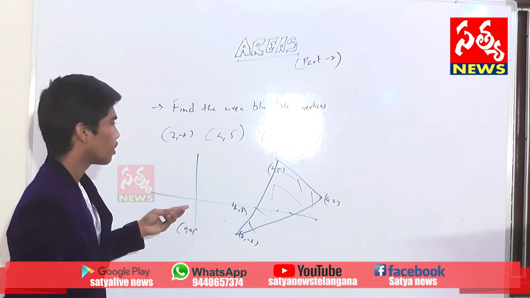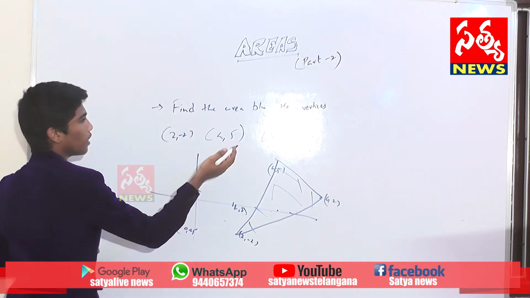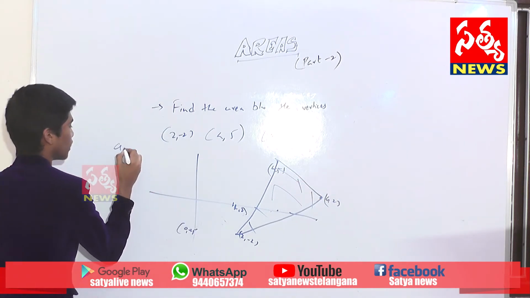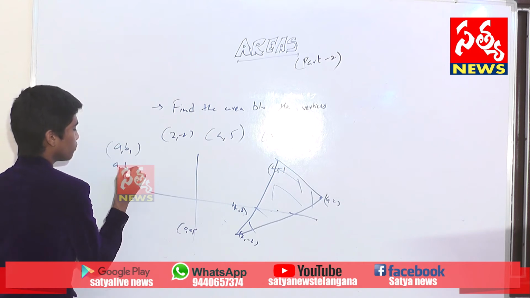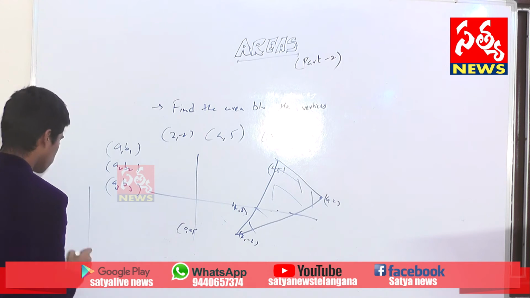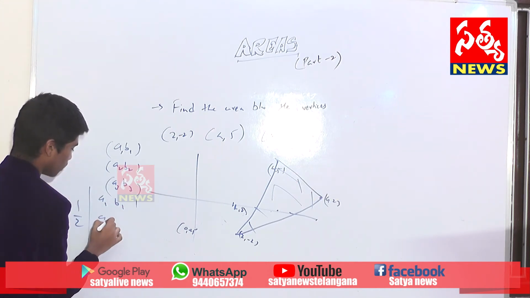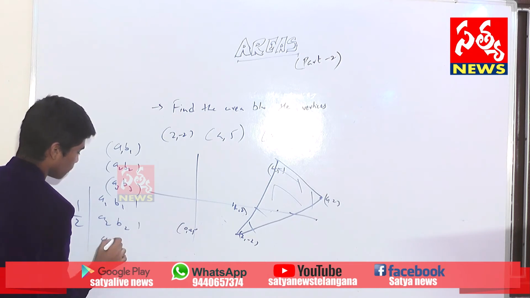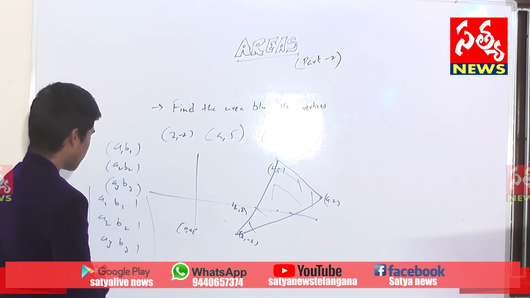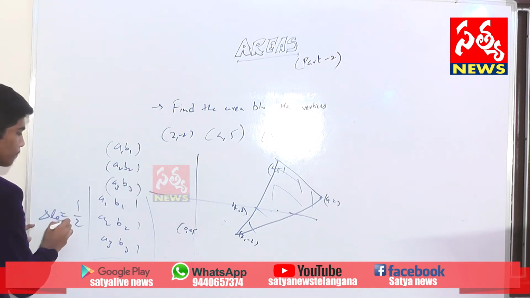By an easy method we can solve it. If any 3 vertices are given as (a1, b1), (a2, b2), (a3, b3), there is a formula, which is half of the determinant with rows a1 b1 1, a2 b2 1, a3 b3 1. We have to do the matrix, and this is the formula for the area of a triangle.